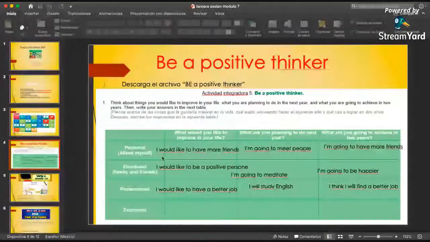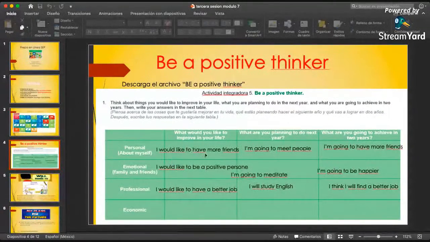In the first section, your personal, what would you like to improve in your life? In the personal section, I would like to have more friends. I would like to be a positive person. Here, "person" is not correct. I would like to have a better job. And what are you planning to do the next year? I'm going to meet people. I'm going to meditate. I will study English, and I'm going to explain the difference between will and going to in a second.